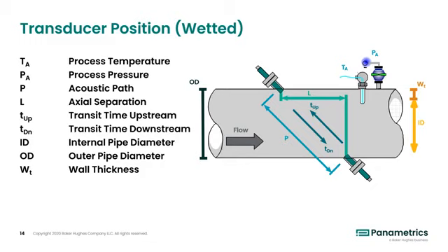These two dimensions, P and L, are used by the flow meter to calculate the angle of attack and to determine the velocity of the process that's flowing through the pipe.